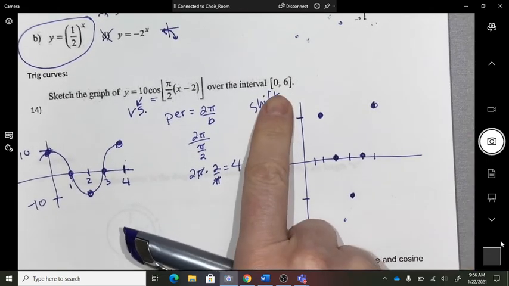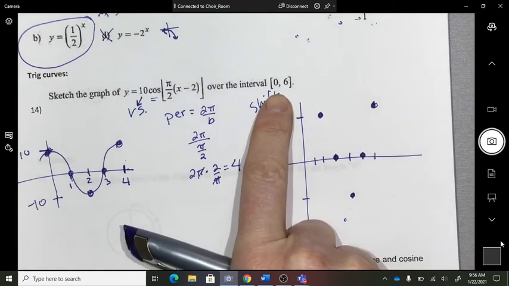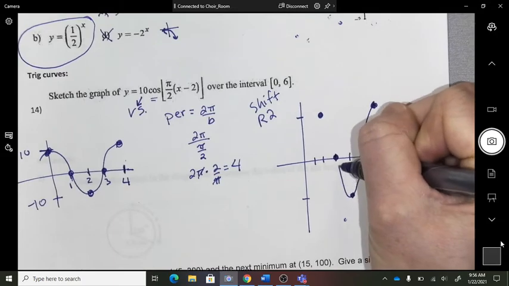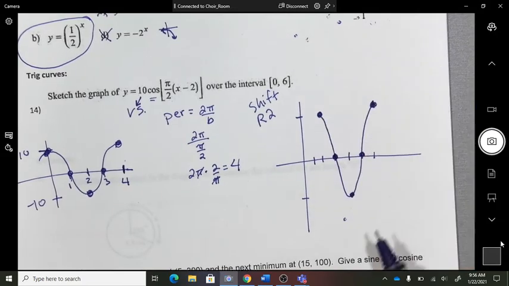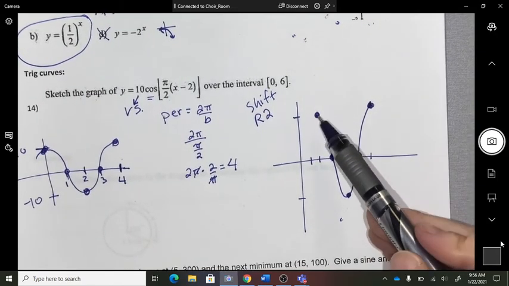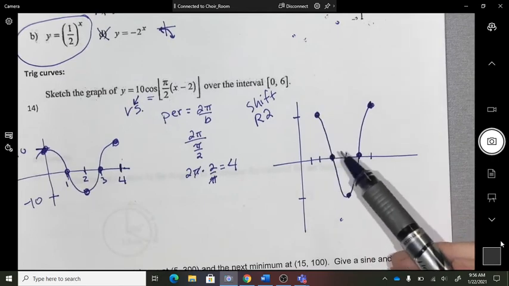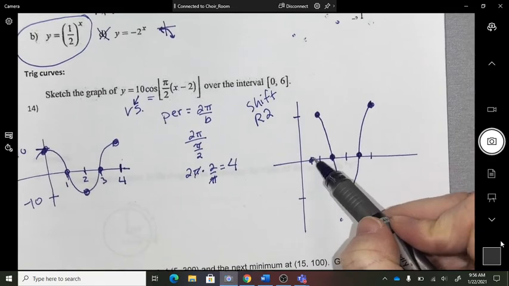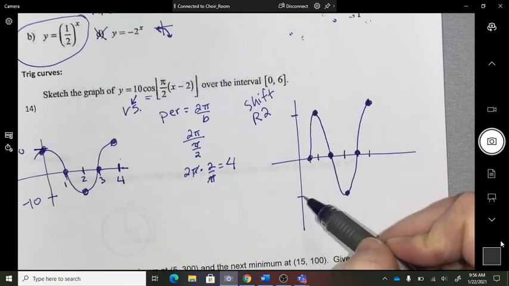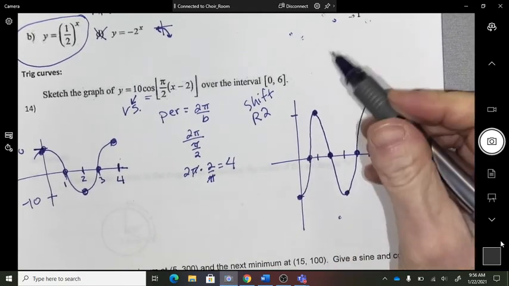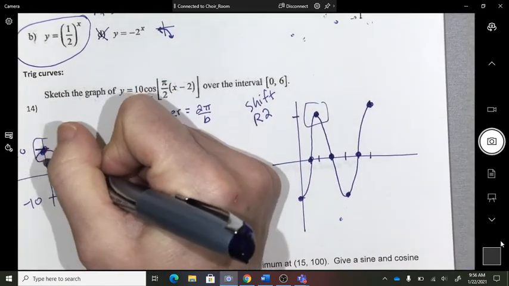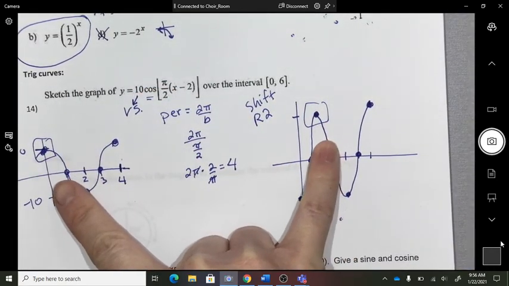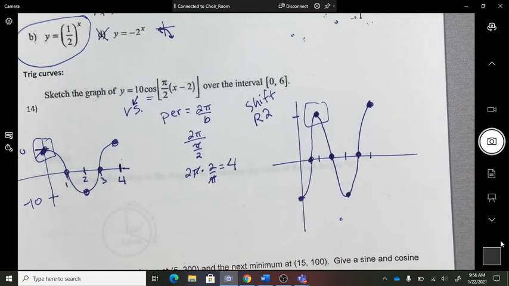And this tells me to graph it over a domain, so I'm supposed to stop at 6. But I have to kind of work backwards as well. So then at 1, we're going to go back to a midline. I kind of just did that point, and then I did everything else with it.